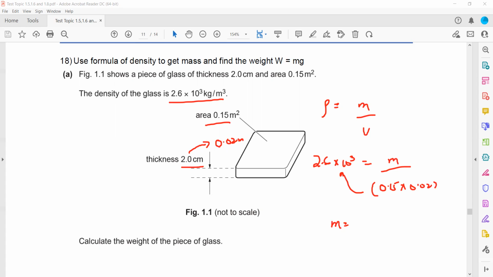So this will give us the mass of the object when we multiply these two. So 0.15 into 0.02 multiplied by 2.6 into 10 to the power 3. So this will give us 7.8 kilogram. But we need the weight of the object. So if mass is 7.8 kilogram, the weight will be mass multiplied by gravity. So it will be 7.8 times 10, which equals 780 newtons.